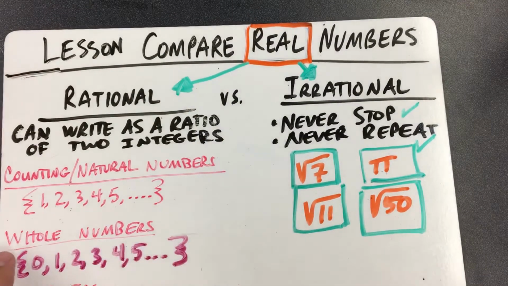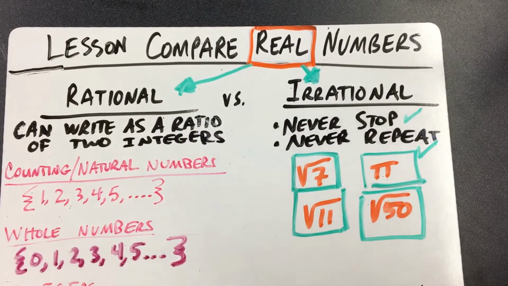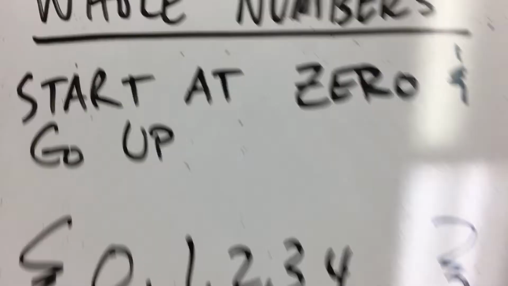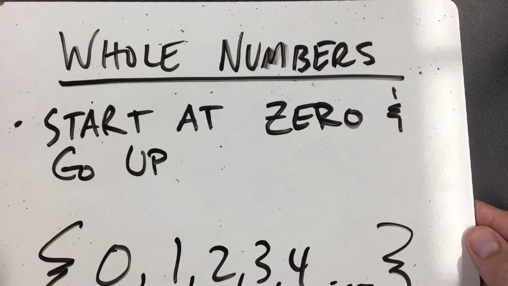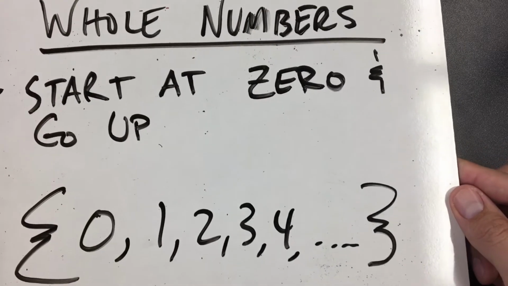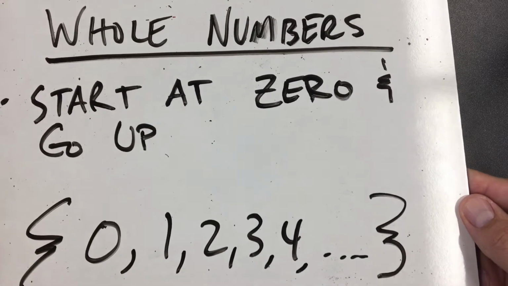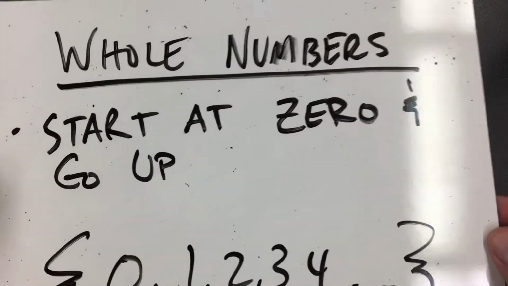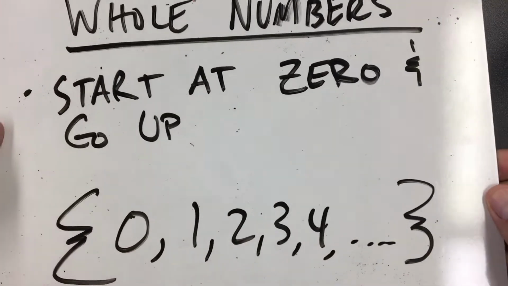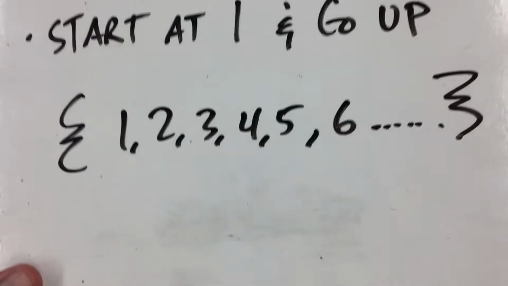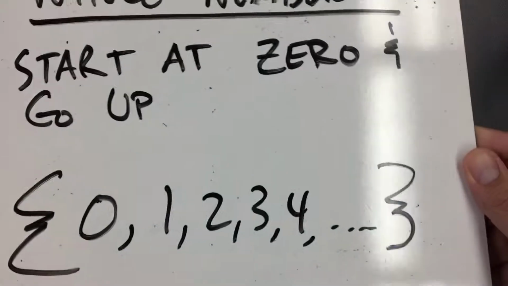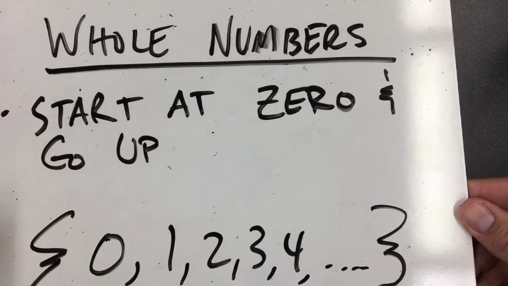Okay. The next group right here is called whole numbers. Whole numbers and counting numbers are almost the exact same. Look at the only difference. Whole numbers start at 0 and then they get bigger. 0, 1, 2, 3, 4, 5, 6, and so on. The only difference is whole numbers start at 0 and the list we just talked about starts at 1. And so they are very, very similar. There's only one number that's different.